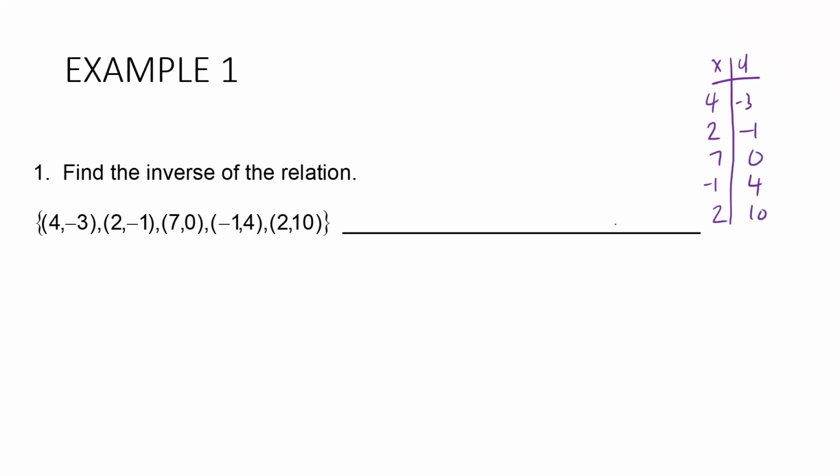Okay. Now, when we're writing the inverse of this, the inverse is saying that our x's and y's are switching roles. So x's and y's are switching roles. What was our x's are now our y's, and what was our y is now our x. And that's how we write the ordered pair.